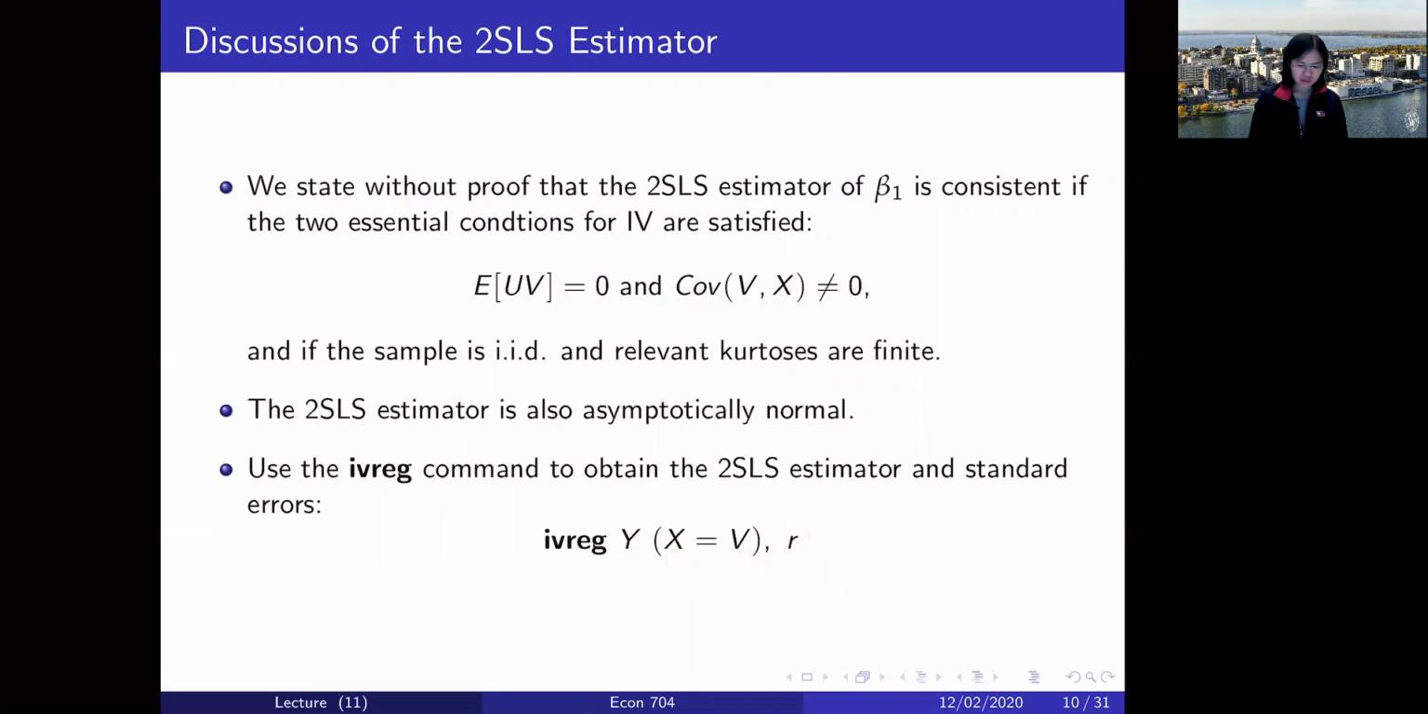So that's the syntax in Stata. You put x equals v inside a parenthesis, just telling Stata that this is your first stage regression.